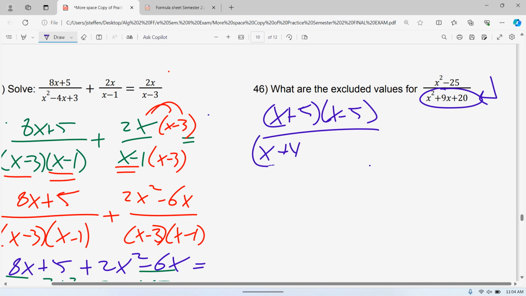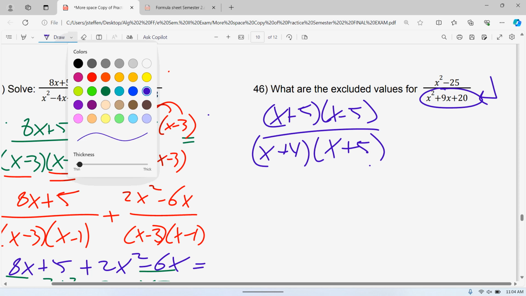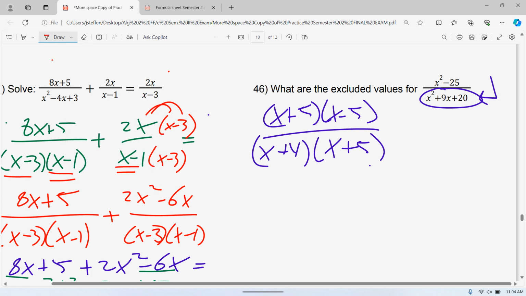Now, the reason they do this is to trick you. I don't remember if the one on the final exam is like this. But yes, if you were to simplify this, those would cancel, but it doesn't matter. Even if it cancels, that's an excluded value. So don't forget that. The excluded values: x cannot be equal to -4 or -5. I know -5 cancels, but even if it cancels, it's still an excluded value, because it's what makes the original denominator 0 before everything cancels.